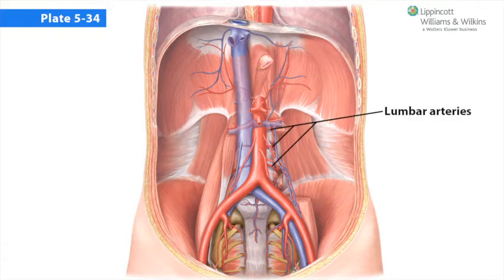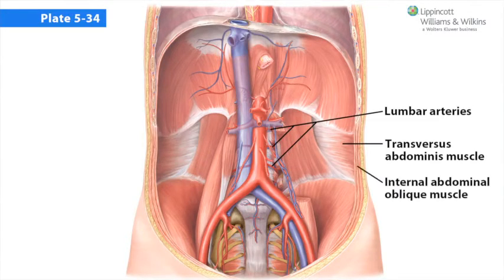The lumbar arteries then pass between the transversus abdominis and internal abdominal oblique and run laterally before anastomosing with any of several arteries, including the inferior epigastric and deep circumflex iliac. You may recall from the Solid Anatomy lecture on the deep back and spinal cord that the lumbar arteries also contribute to the anterior and posterior spinal arteries that supply the spinal cord.